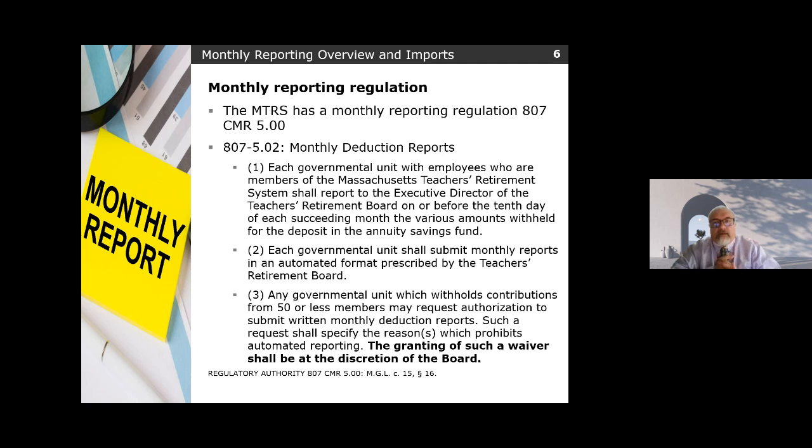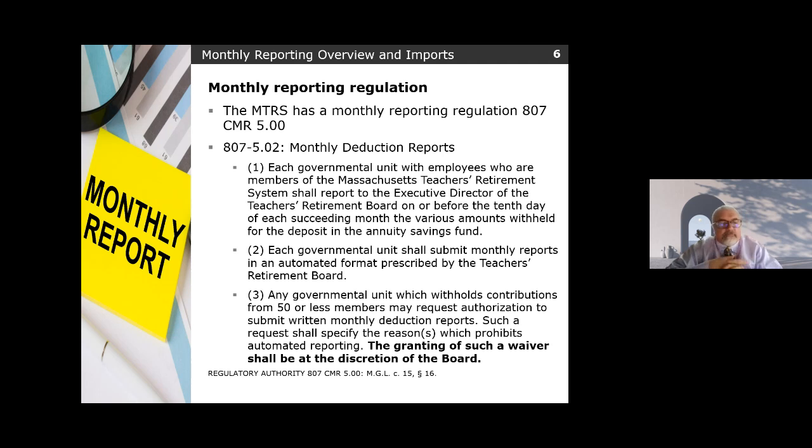Now, in addition to what's in the statute, the MTRS as a state agency has the power to pass some regulations. And those of you who've gone through multiple videos have seen a few of these. We have one on membership eligibility. We have one on regular compensation. So this is our regulation on monthly reporting. It sets up a couple of things that you'll see are routine and exactly how we go about our business.